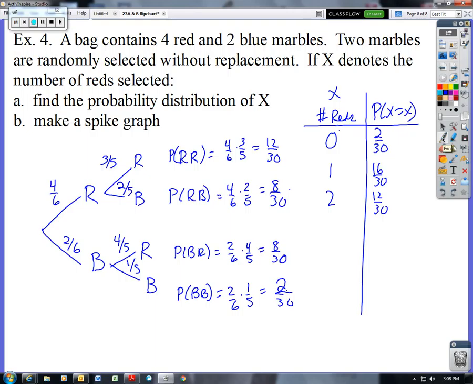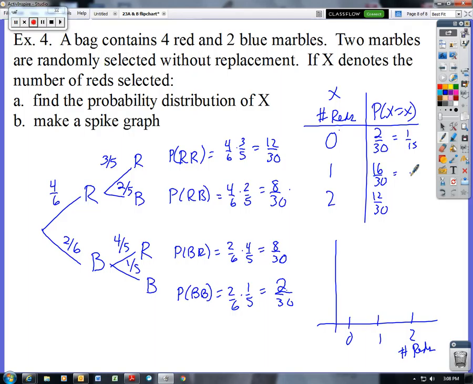Okay, and then we're going to make a spike graph. That's pretty easy now. Once you have your probability distribution, the spike graph is really easy because you have all the information you need. And then you want to label this number of reds. And then your probabilities. So let's see, that's about a half. At this point, you might want to write these as decimals. Well, that's roughly a half.